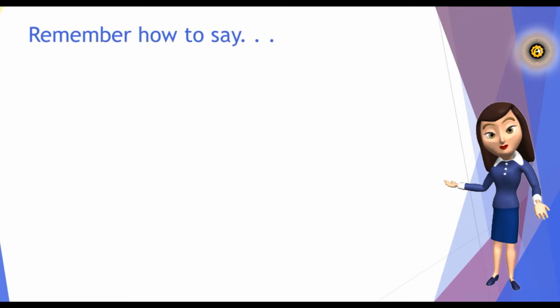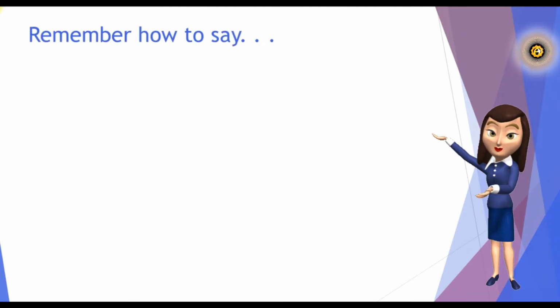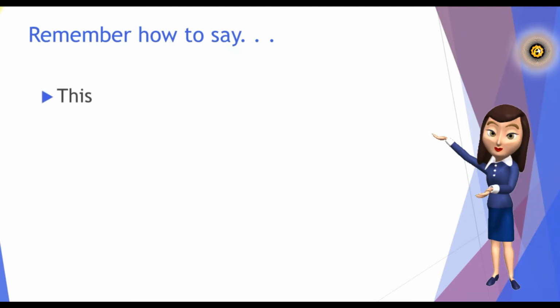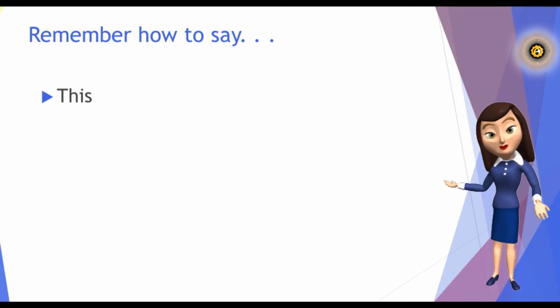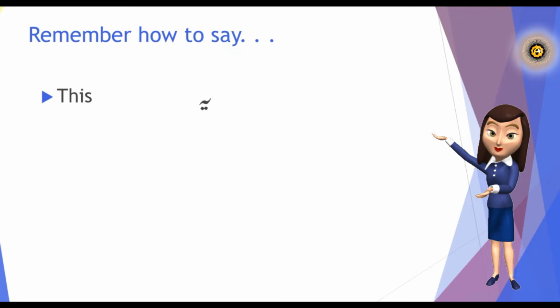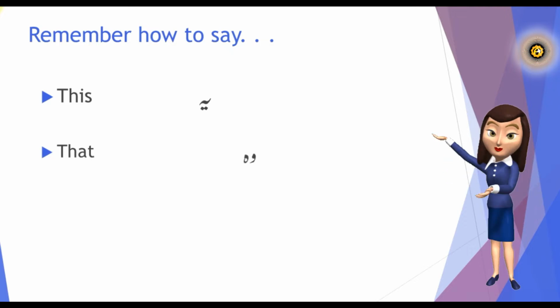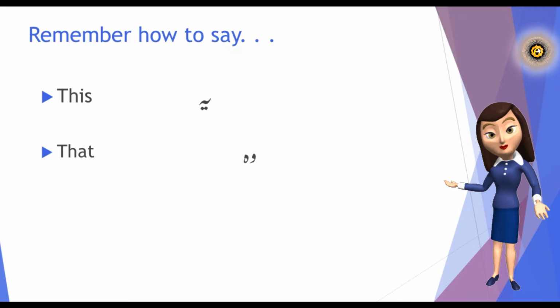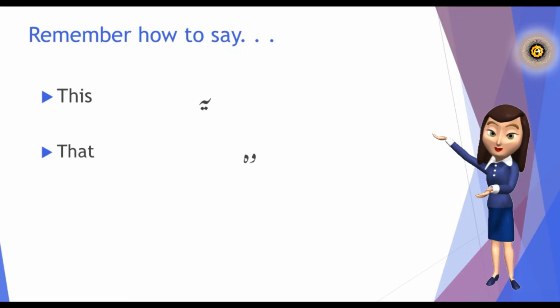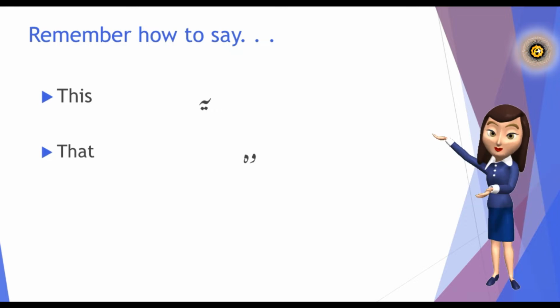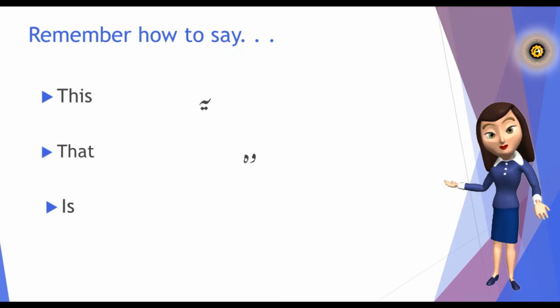Now let's revise some words that we have already learned. I hope that you remember how to say this in Urdu. In English we say this and in Urdu it is ye. Ye. In English we say that and in Urdu it is wo. Wo. Then in English we say is. Is. And in Urdu it is hai.